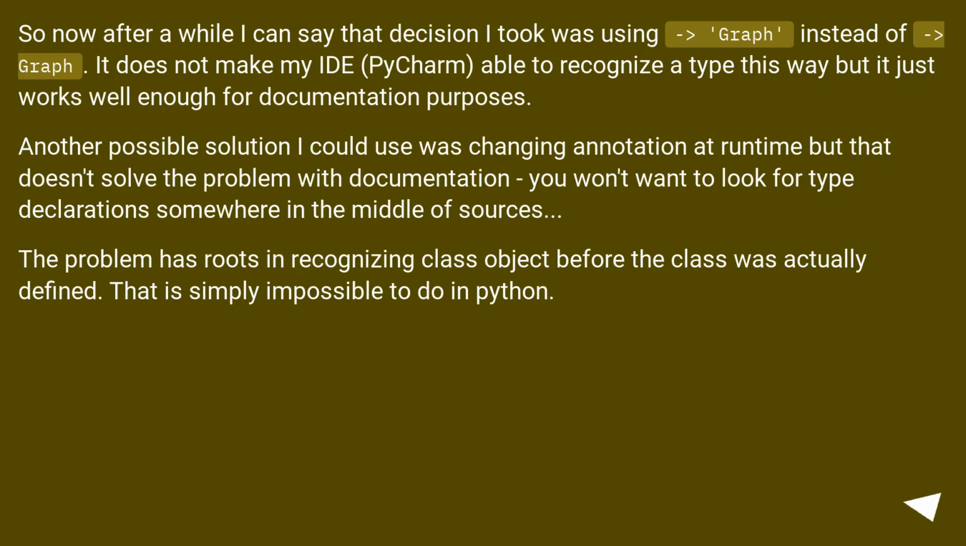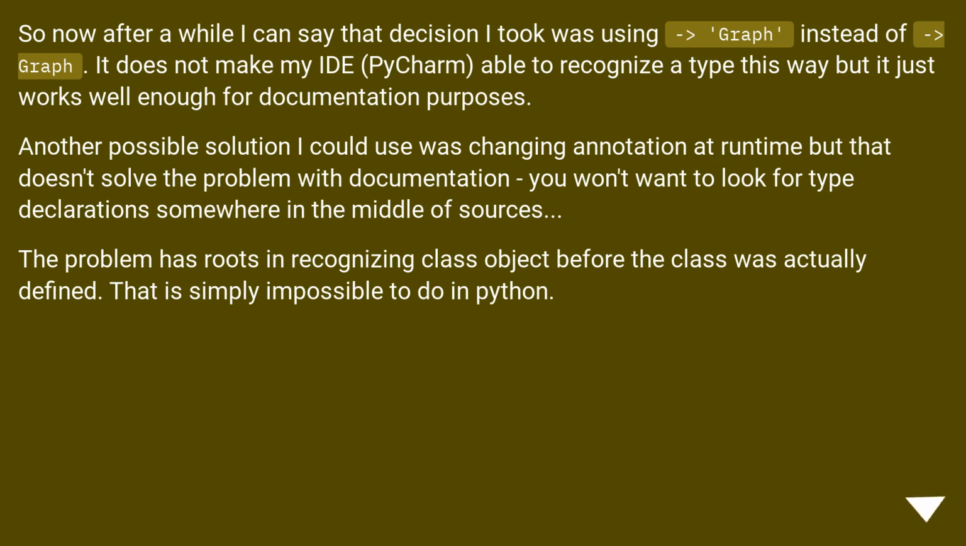So now after a while I can say that the decision I took was using 'Graph' instead of Graph. It does not make my IDE, PyCharm, able to recognize a type this way, but it just works well enough for documentation purposes. Another possible solution I could use was changing annotation at runtime, but that doesn't solve the problem with documentation. You won't want to look for type declarations somewhere in the middle of sources.